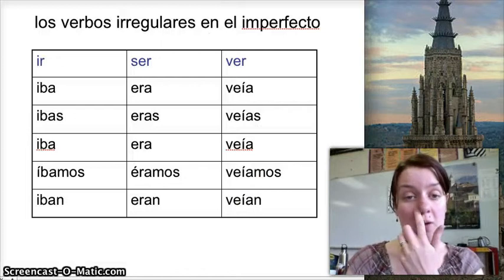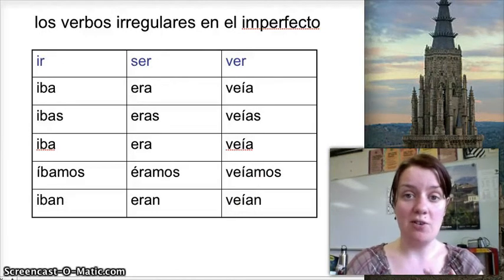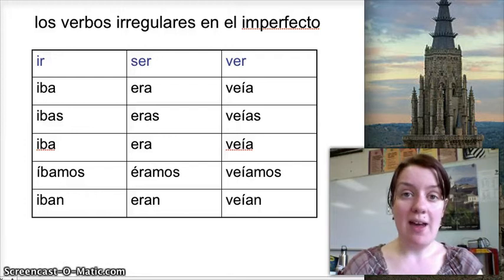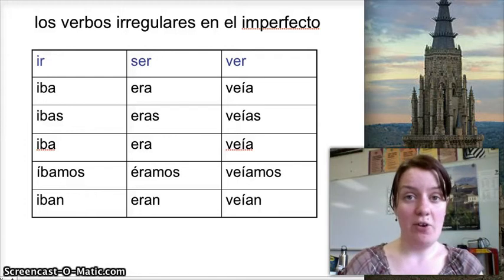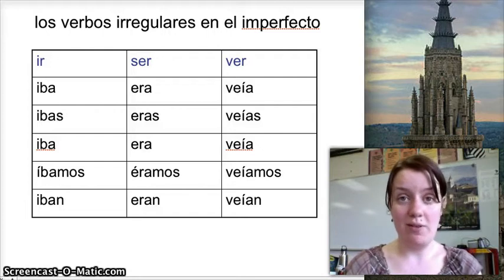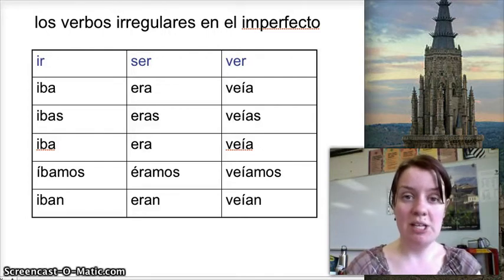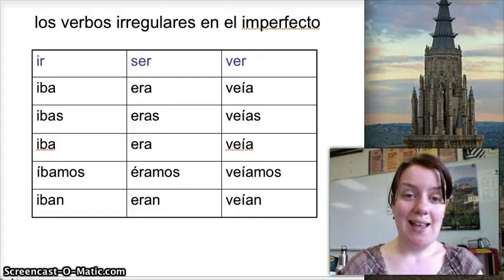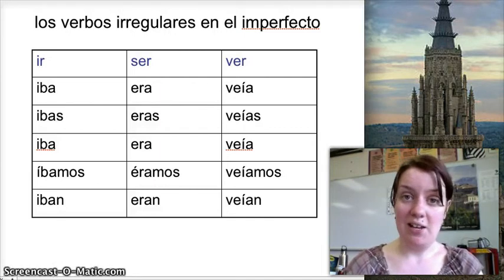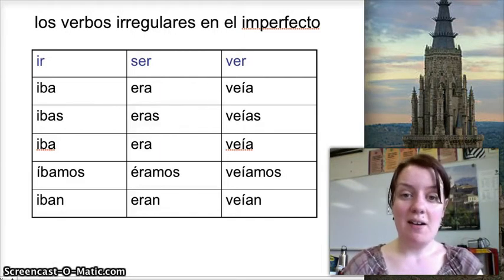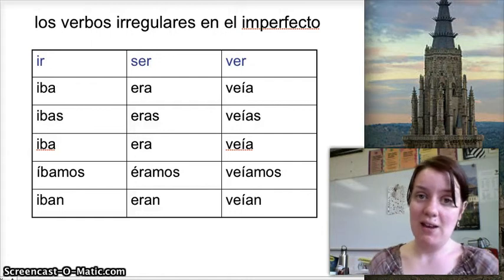Irregulars, ir, ser, and ver. Ir to go, ser to be, and ver to see. Iba, the way that I remember, is that it acts like an AR verb, so it has a B. So iba, ibas, iba, íbamos, and iban. It even has that accent before the B, just like in AR verbs. Ser, era, eras, era, éramos, and eran. Again, notice your accent. And then ver, veía, veías, veía, veíamos, and veían.